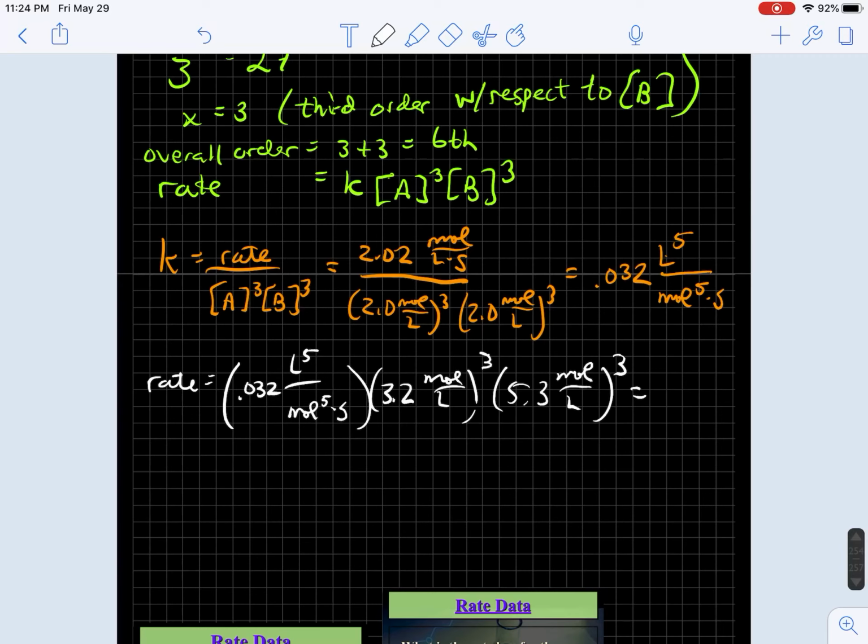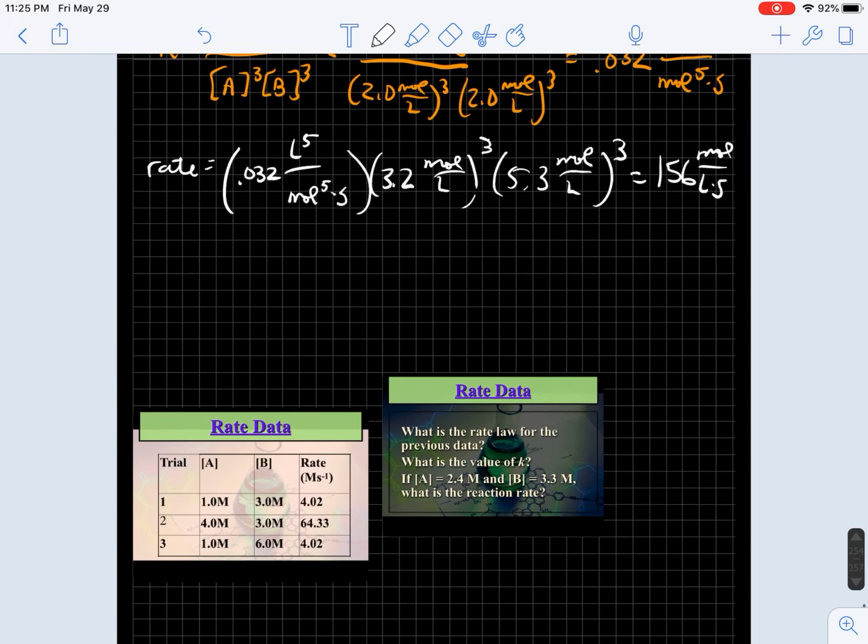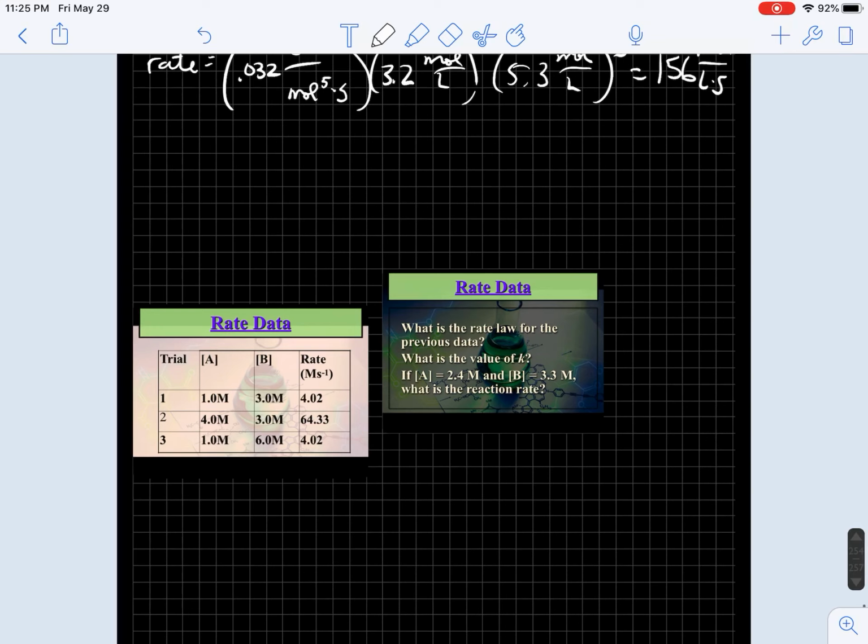I got 156, which is familiar. You've got to figure I've done these problems for 20 years, the same problems over and over again. All right, so we get a rate of 156 moles per liter seconds. Let's try another one.